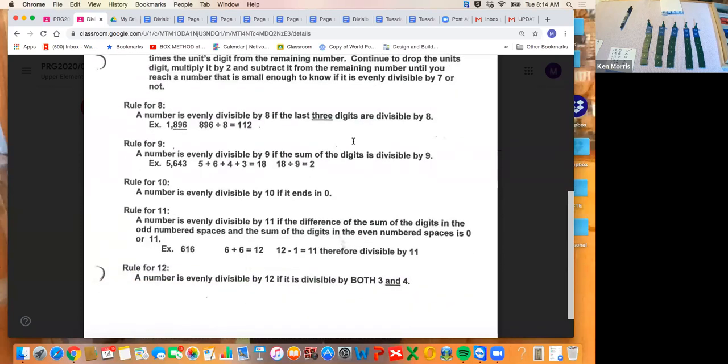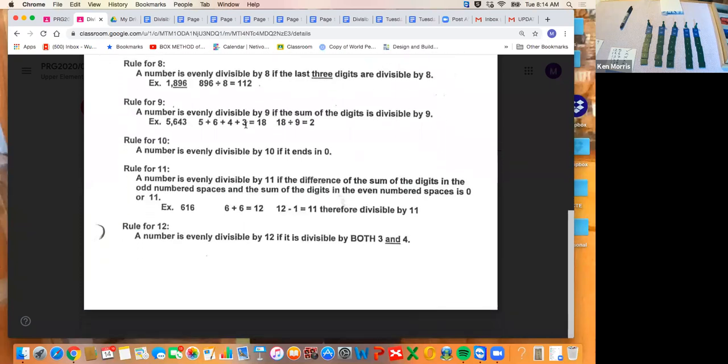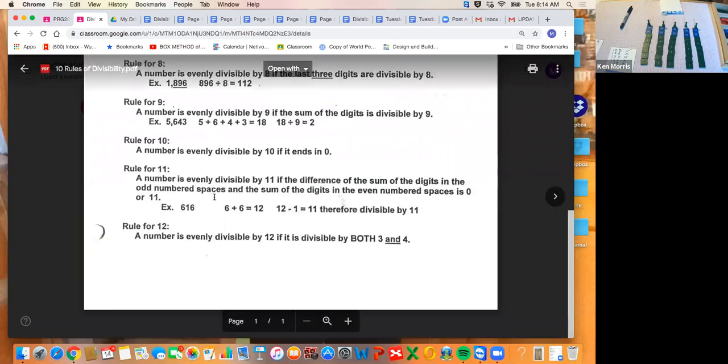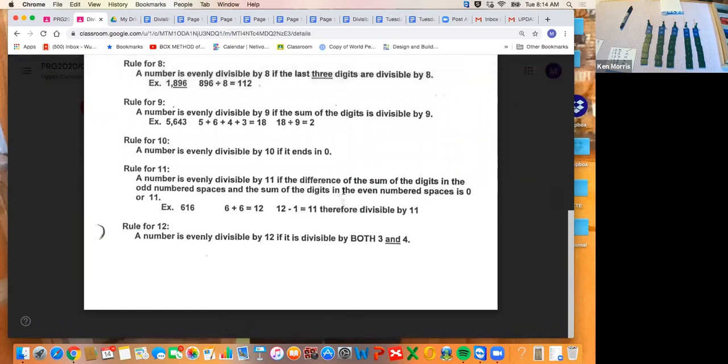All right, the rule for 8. If the last 3 digits are divisible by 8, then the whole number is. But again, you have to plug it into the calculator. I'm not sure what the value is. Now 11. A number is divisible by 11 if the difference between the sum of the digits in the odd-numbered places and the sum of the digits in the even-numbered places is 0 or 11. This is really interesting. Again, it's a pattern. It's a puzzle in math.